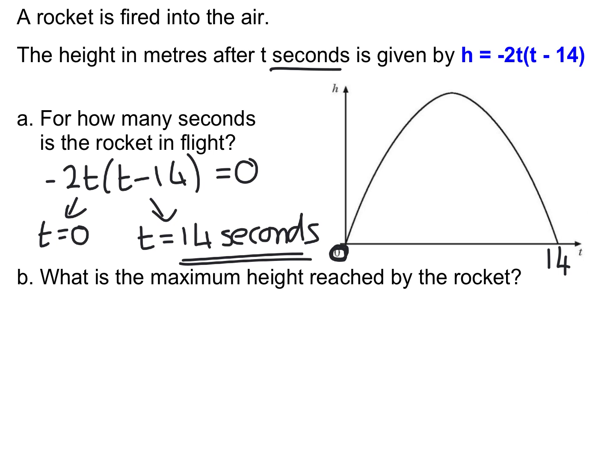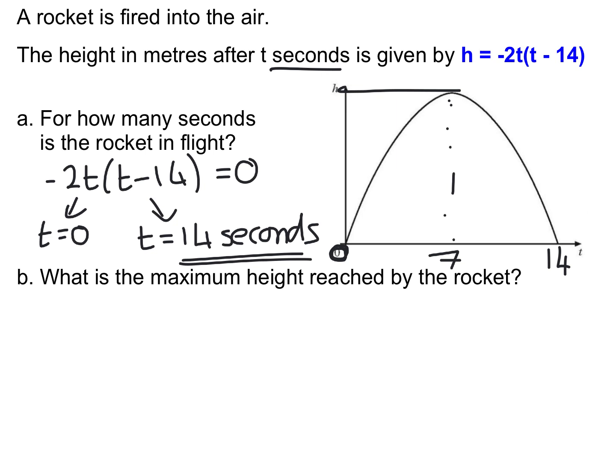Part B says, what is the maximum height reached by the rocket? Well, it's led you in, it's made you find the roots. Maximum height is asking what this value here is. So it's essentially asking you for the turning point again. So the turning point occurs in the middle of 0 and 14, which is 7.